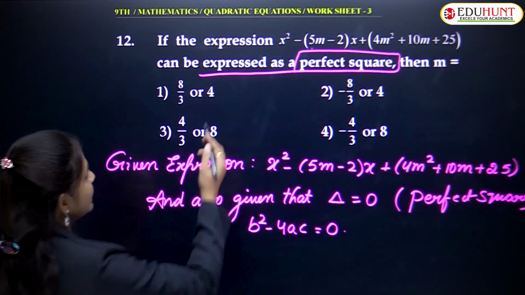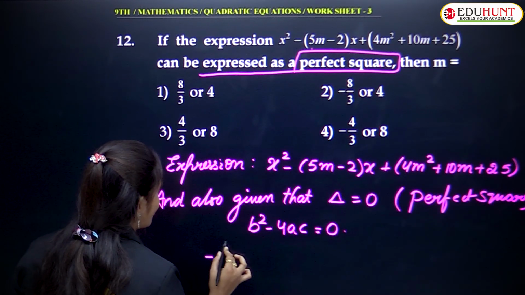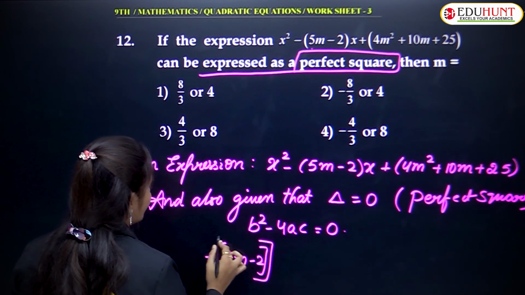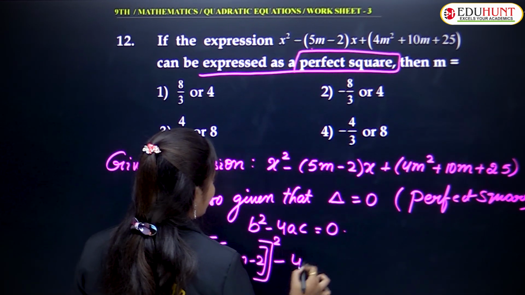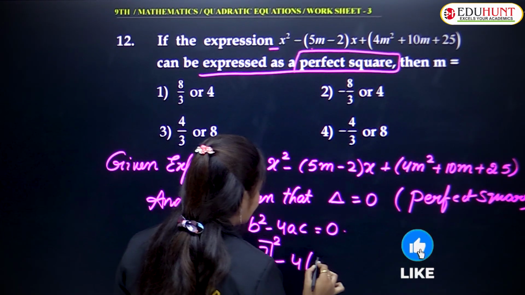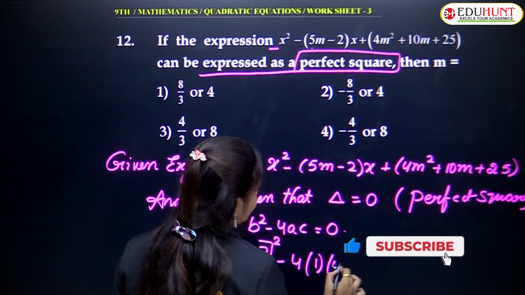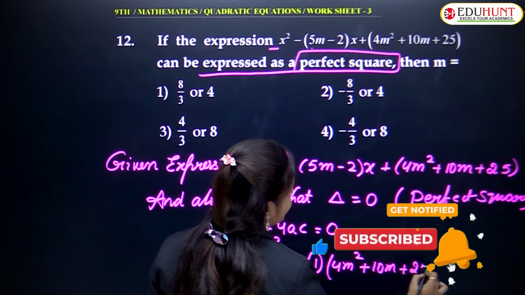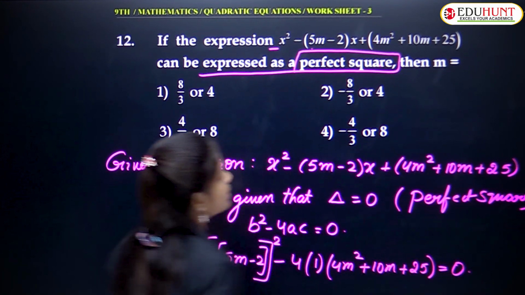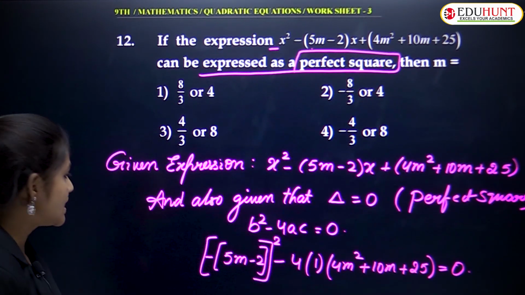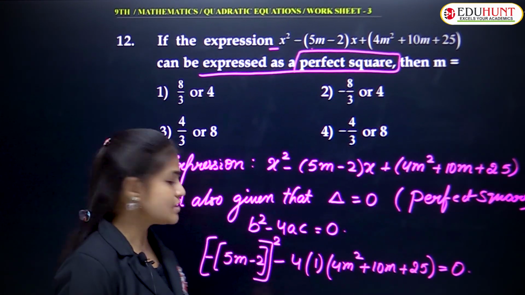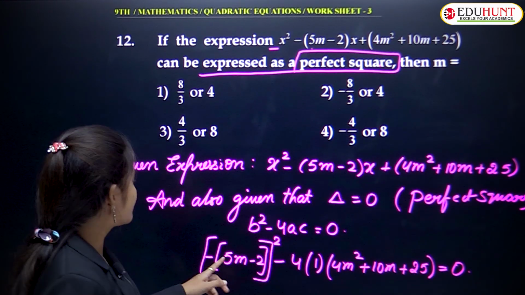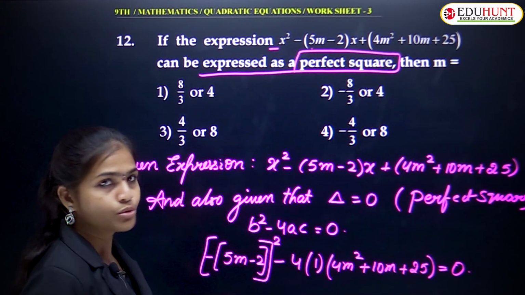Understand? So here b is equal to minus of (5m minus 2) whole square, b square minus 4 into a, which is 1, and c is equal to 4m square plus 10m plus 25, which is equal to 0. Okay, so here we have to simplify this. Minus whole square is there, means that it is positive only, no?